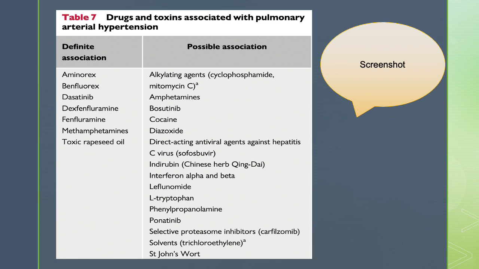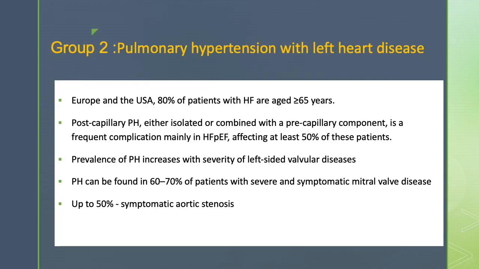Amphetamines, bosutinib, cocaine, antivirals also. Some Chinese herbs have been directly implicated, leflunomide in rheumatoid arthritis patients. So pulmonary hypertension can occur secondary to the lung disease, but can also occur because of the drug itself. Phenylpropanolamine, I was talking about the decongestants, and protease inhibitors, etc. So this is a good list, and this has to be kept in mind.